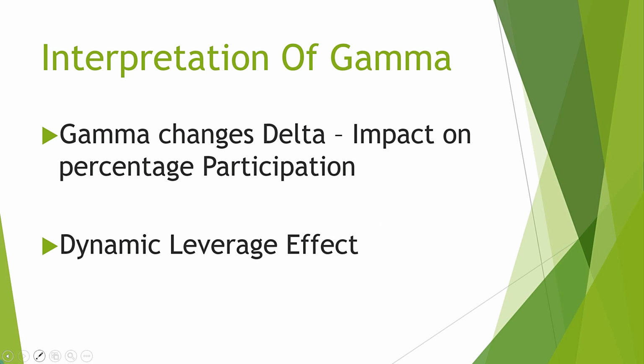Because of gamma, percentage participation fluctuates due to change in delta. Gamma tells us how much will be the change in delta. Gamma helps delta in creating dynamic leverage effect. Delta reduces when the move is not favorable and it increases when the move is as anticipated. Okay, any questions about delta and gamma?